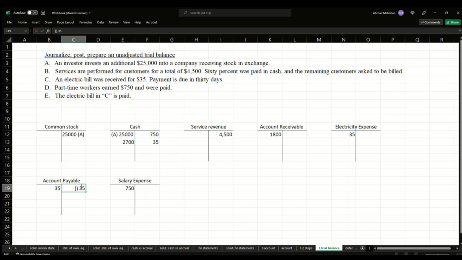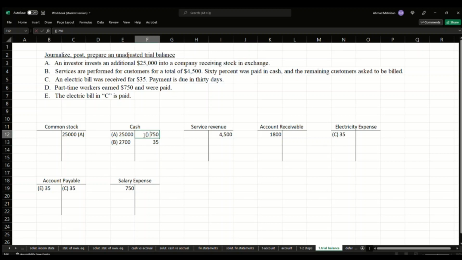Yeah, when we got the bill, which was here, so it was transaction C, we owed them money. Electricity expense also was in the C, and when we paid it, we annulled our account payable. It was transaction, oh sorry, E. Yeah, like that. So basically you can just slowly add all of them to this one. Yeah, let's see, 2700 was in B.